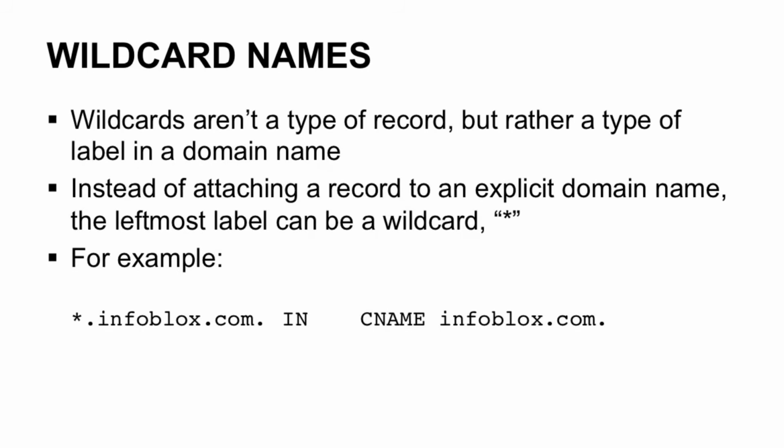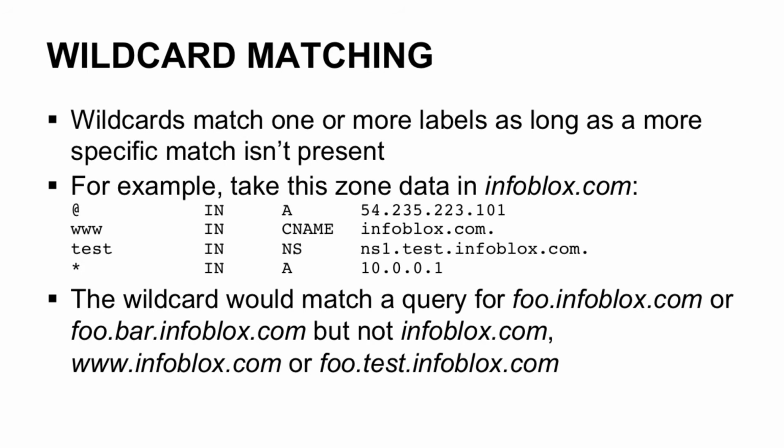Wildcards are actually not a record type, but rather a special type of label in a domain name. Instead of attaching a record to an explicit domain name, a record can match queries for a whole bunch of domain names. The wildcard is the asterisk character, and must be the first label of the domain name. Here's an example. A wildcard in infoblox.com, star.infoblox.com. The wildcard matches one or more labels in a domain name being looked up, but only if a more specific match isn't present in the zone.